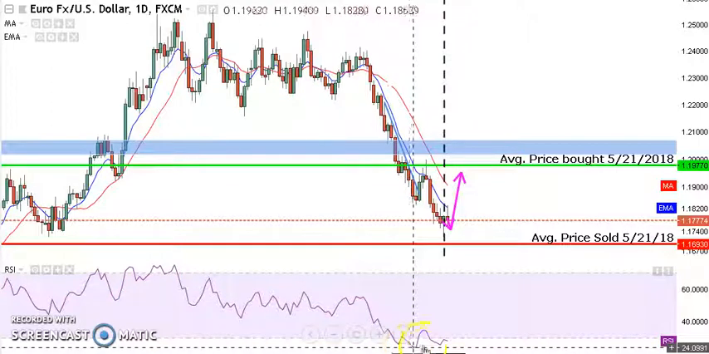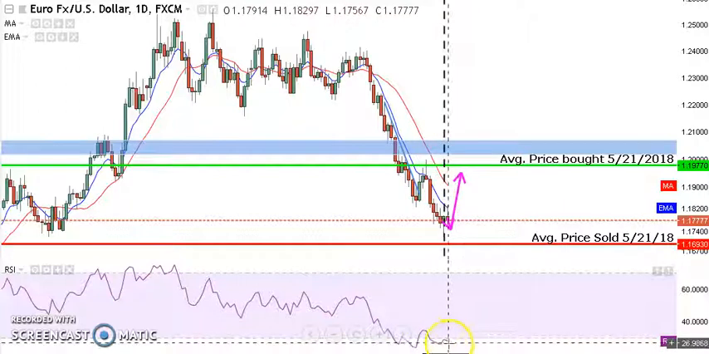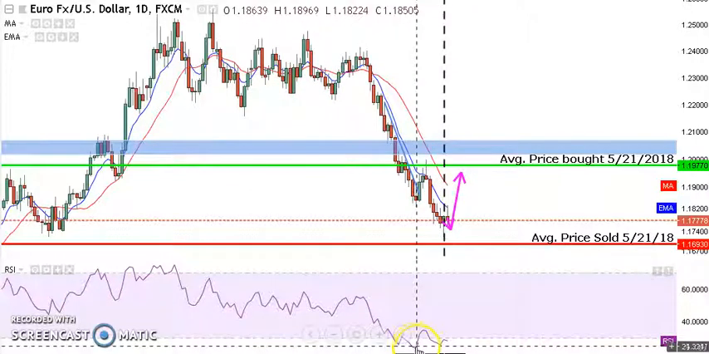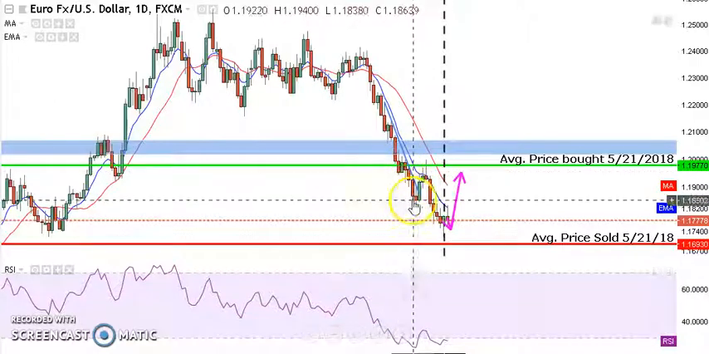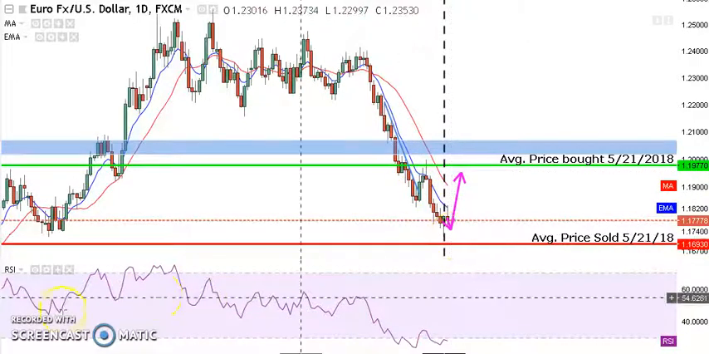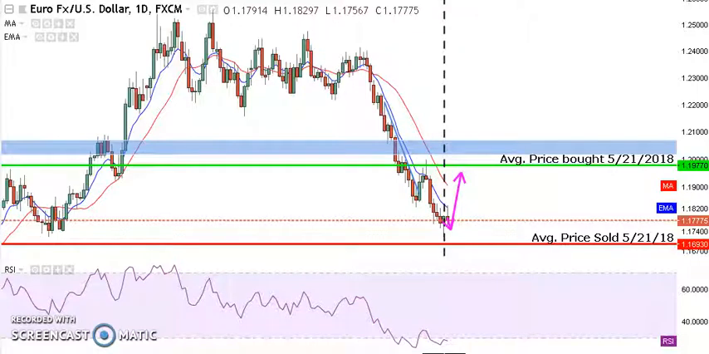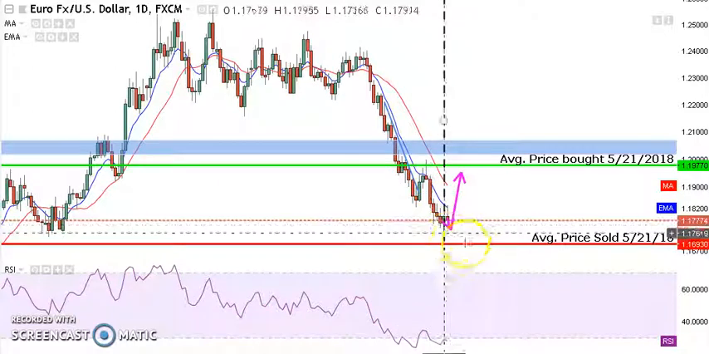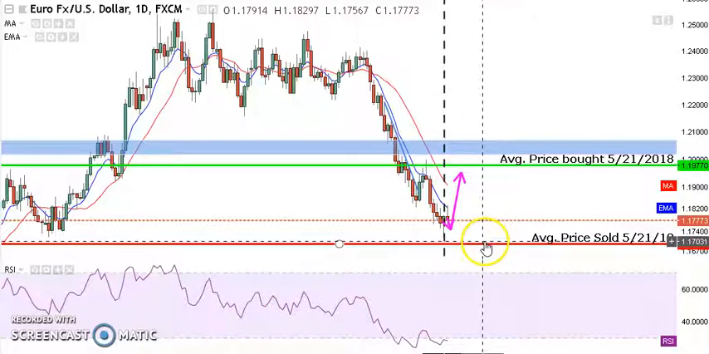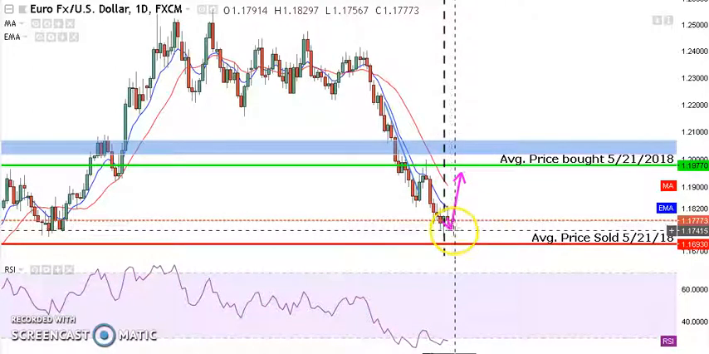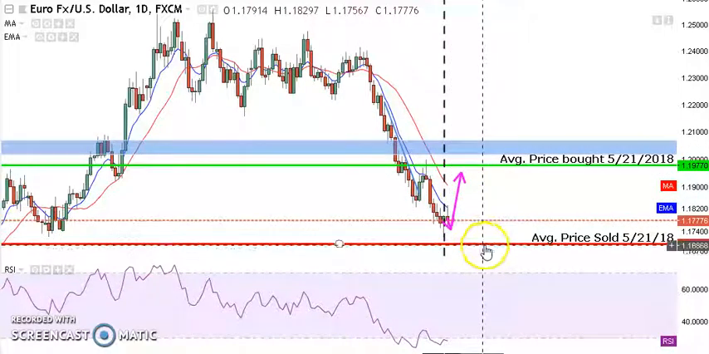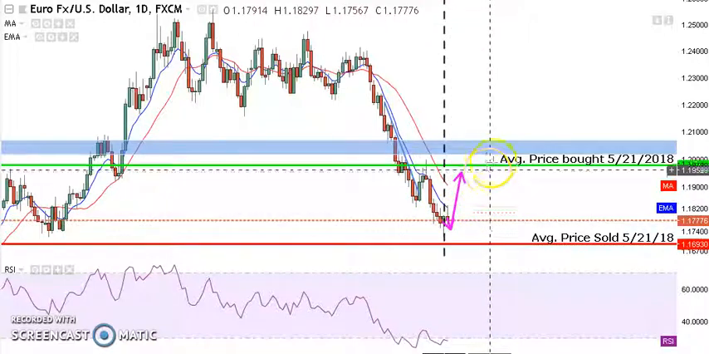Now the next low would be right here. As you can see, it's higher than this low. So that means price is starting to rally back up pretty much. And we have the average price sold down here, which, like I said, I did yesterday. And I don't think the market would want to give that money back right here. So I think it's time for them to start to make an up move.